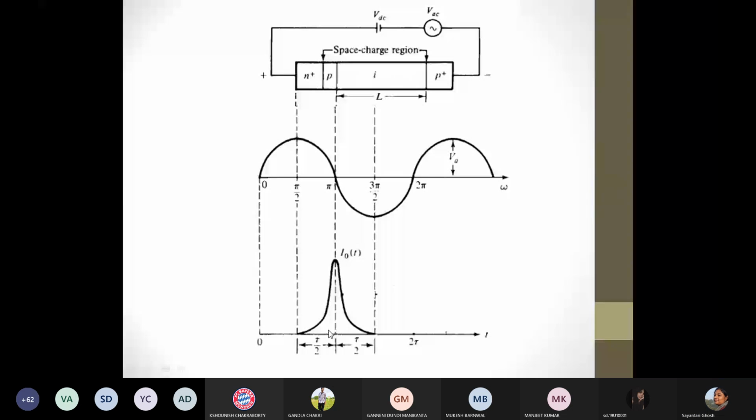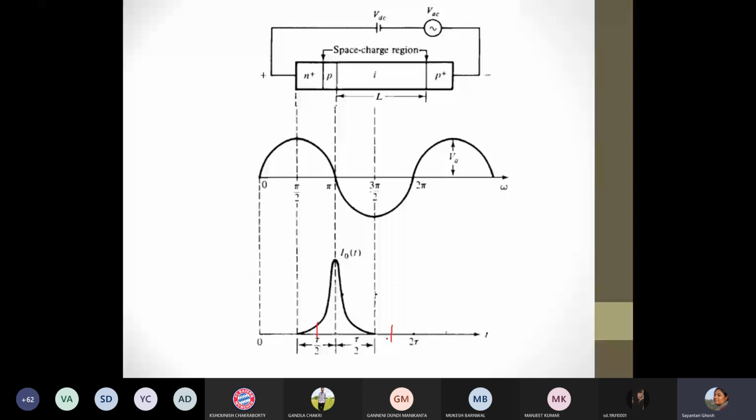So that means the current that you see externally will not exactly start from this π/2 mark, but maybe somewhere in between here and here, because it will take some time to travel.